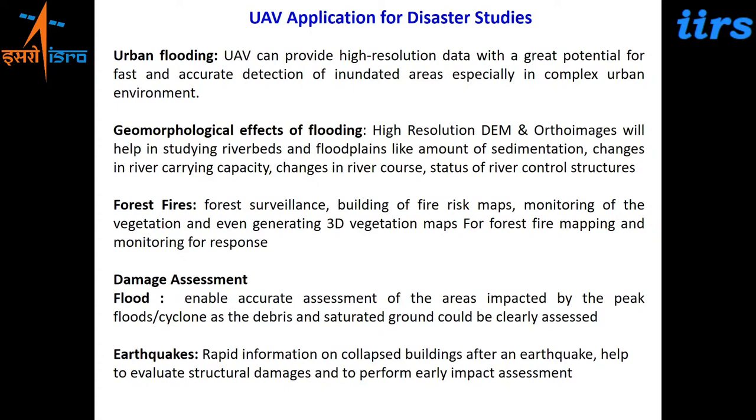One is urban flooding. UAVs can provide high-resolution data for fast and accurate detection of inundated areas, especially in complex urban environments. For geomorphological effects of flooding, again, you need a very high-resolution elevation model and ortho images, so that you can study the riverbeds, floodplains, the amount of sedimentation which has happened, changes in the river carrying capacity, changes in the river courses, and the status of the river control structures. All this can be accurately measured and mapped with drone datasets.